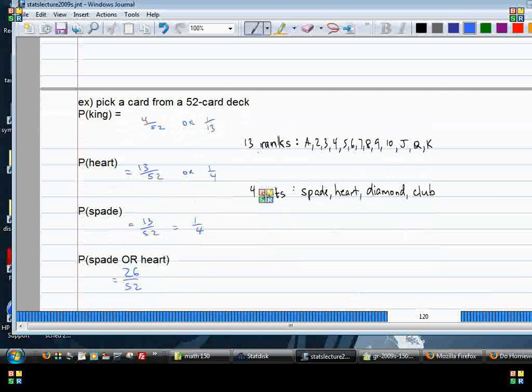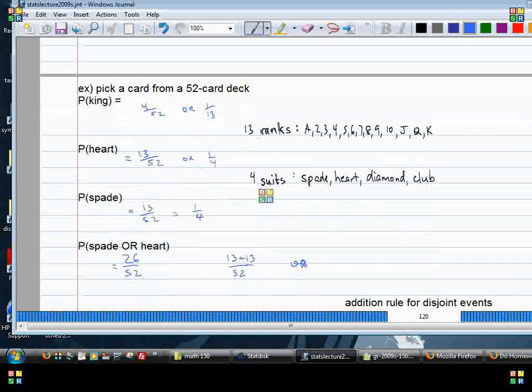So we're looking for 13 plus 13 out of 52, because there's 26 total cards. There's another way to think of this problem. The other way is to say, what's the probability of pulling a spade? It's 13 out of 52. What about pulling a heart? And then what can we do? Add them together.